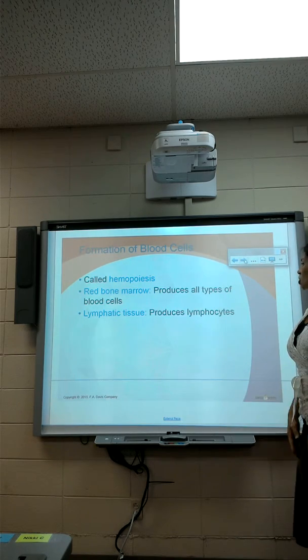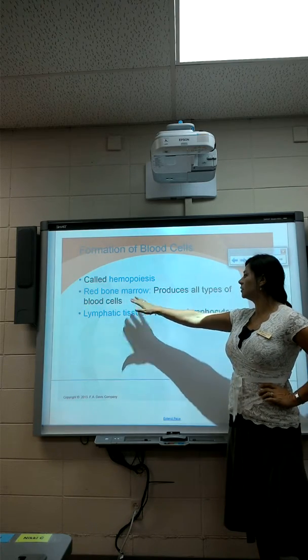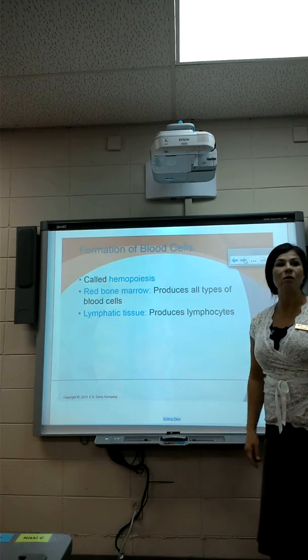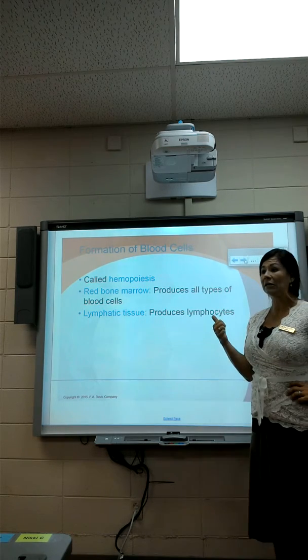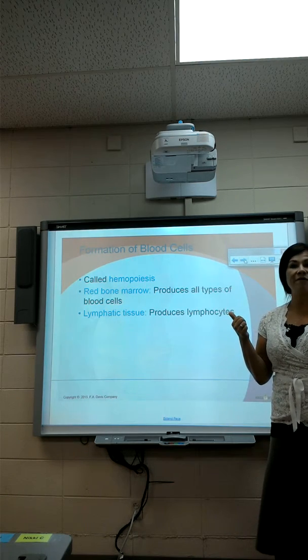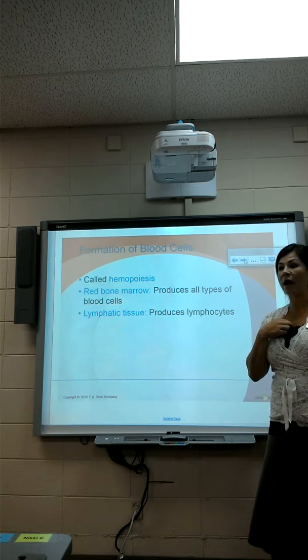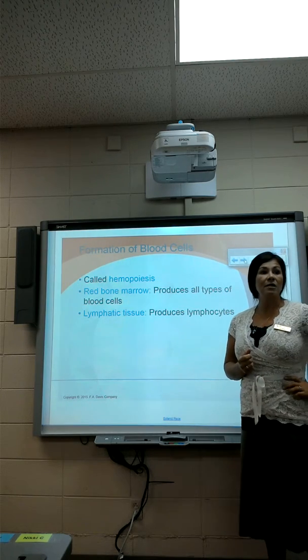So red bone marrow makes red blood cells, and then lymphatic tissue makes white blood cells. Lymphatic tissue is going to be your spleen, which makes some white blood cells. You also have a thymus sitting around the trachea where it branches off.